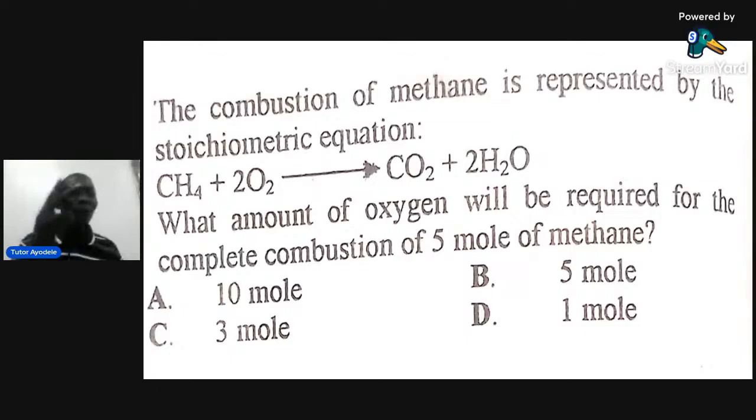Now we are looking at 5 moles of methane. How many moles of oxygen will it combine with? If 1 mole of methane combines with 2 moles of oxygen, then 2 moles of methane combine with 4, 3 moles with 6, 4 moles with 8, and 5 moles of methane will combine with 10 moles of oxygen. You don't need any calculation to solve that.